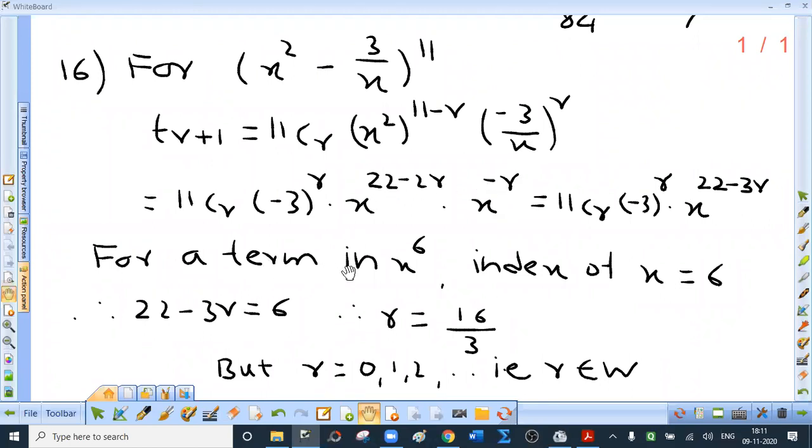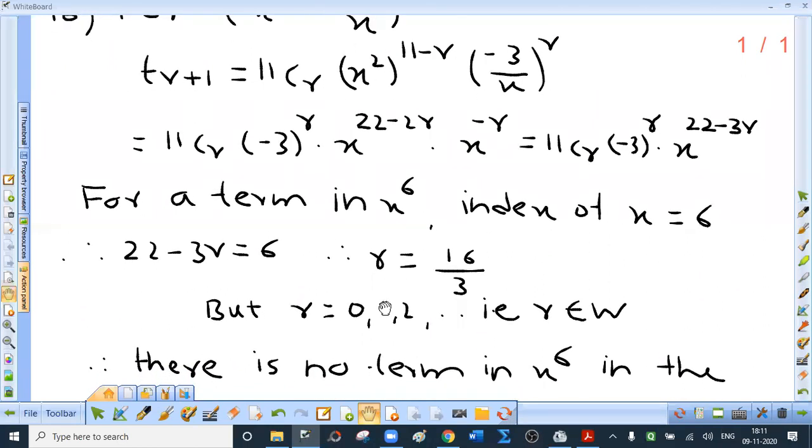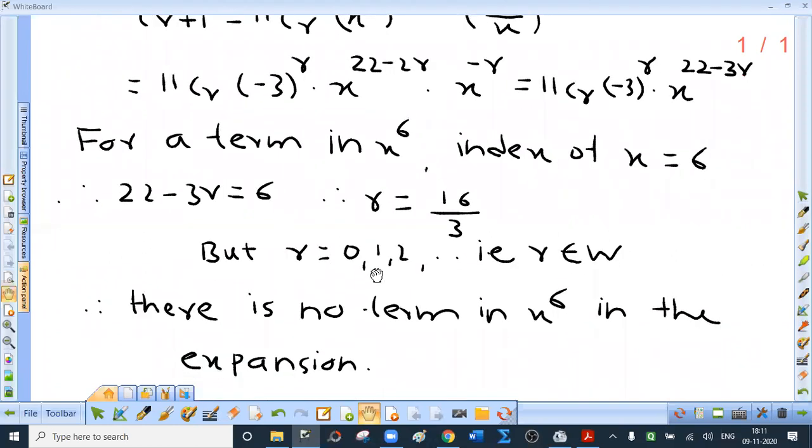Now for a term in x raised to 6, the index of x must be 6. Equate this with 6 to get r equal to 16 by 3. Now many students say this is wrong because r is a natural number. No, r can be 0 also, because we find T r plus 1. So for the first term r is 0. So you have to say that r is a whole number. So there is no term in x raised to 6 in the expansion.